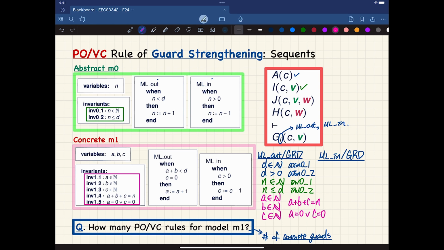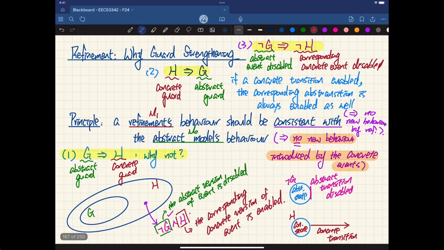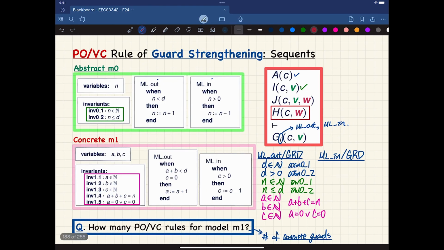All right, here comes the most critical bit. This guy here, H, is the concrete guard. Just remember, we're going to need this. Concrete guard implies abstract guard. Let's say we talk about ML out. Concrete guard will be here. So I'm going to put A plus B less than D, and also C equals 0. All right? So the most important part for you to pay attention to will be over here.